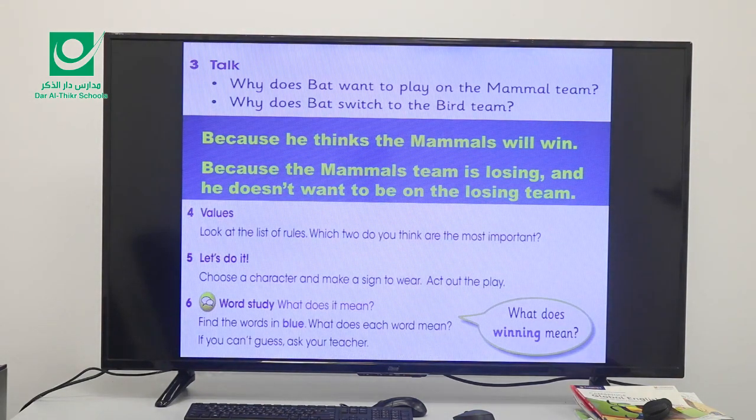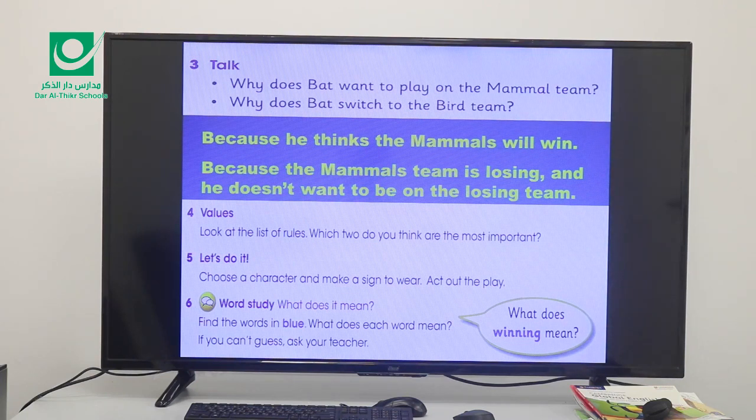Okay, now exercise number 4, look at the list of rules. Which 2 do you think are the most important? You know, we just read the rules, which two, you can decide on the two that you think are the most important. Now choose a character and make a sign to wear. Act out the play.